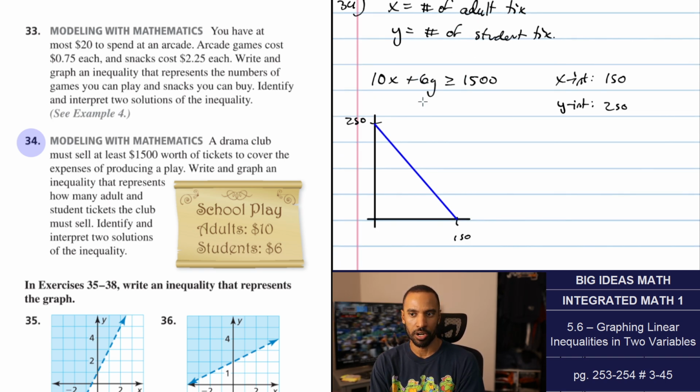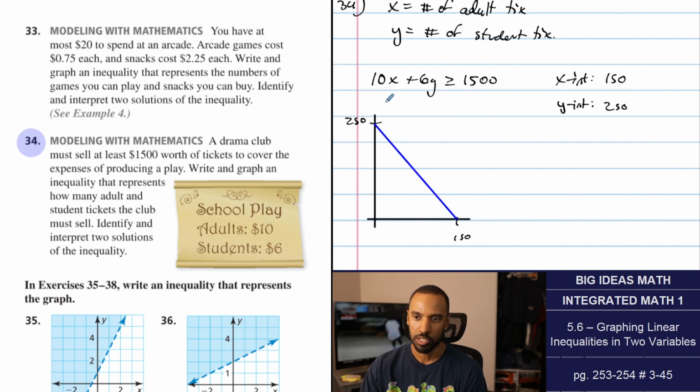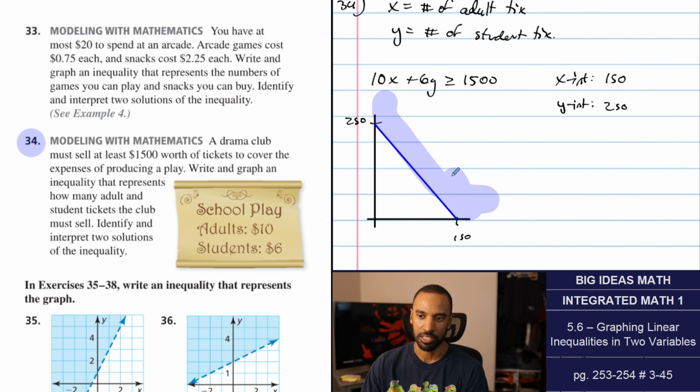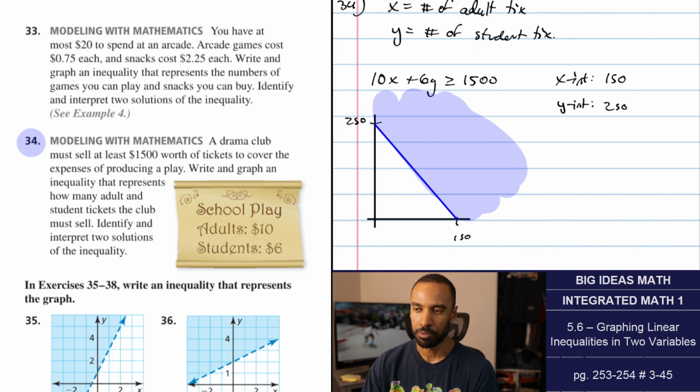If I test 0, 0, 0 is not greater than 1,500. 0, 0 is on that side, so we will be shading above in this case. So anything above on these sides would totally do. That means something above right here and above right here, something on the line. I don't know what's exactly on the line, so I have to be careful with that. I just got to make up some ones that would totally work out in this case.